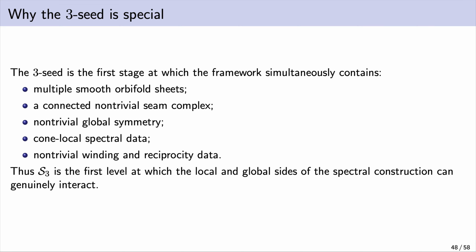The 3 seed is the first non-trivial stage where this framework simultaneously contains low dimensional geometry, in terms of smooth sheets, connected non-trivial seam complex, and it's not too complicated, not too high dimensional, non-trivial global symmetry, cone local spectral data, and non-trivial winding and reciprocity data. So this is the first non-trivial finite level you can get your hands on and learn something about what's going on globally here.